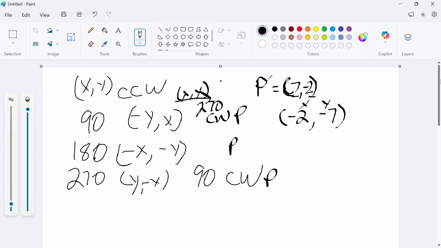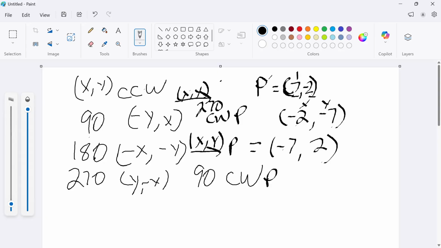So just go backwards. Let's say the rotated point P prime is 7, negative 2. What would the original point P have been if it had been rotated 180 degrees, clockwise or counterclockwise? So I've got to turn negative x, negative y into x, y. In other words, I just change the sign of both back to what they were before. Negative 7, negative 2 became positive 7 and negative 2.